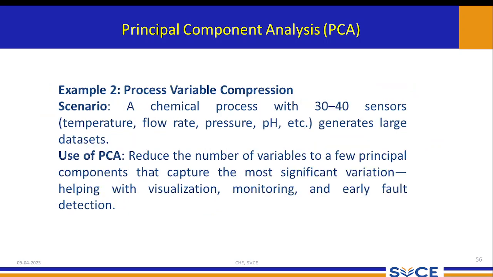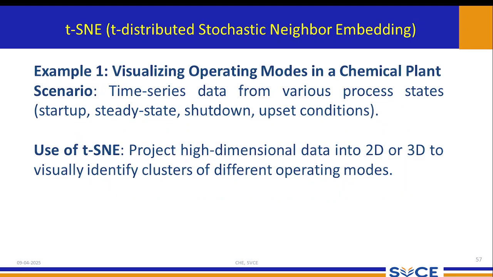So principal component analysis, another example, process variable compression: a chemical process with 30 to 40 sensors generates large data sets, temperature, flow rate, pressure, pH, and so on. So the principal component analysis reduces the number of variables to a few principal components that capture the most significant variation, helping with visualization, monitoring, and early fault detection. So they are under unsupervised learning.